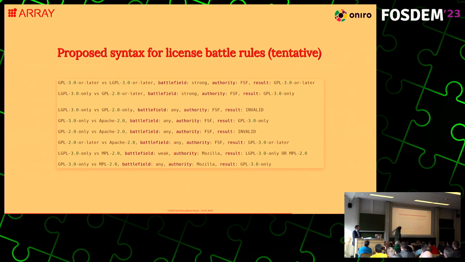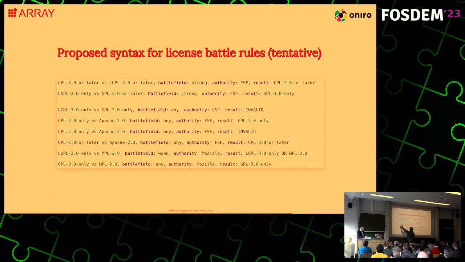We need to define the two license cards that are fighting against each other. We need to define the so-called battlefield, kind of context. Is that static linking, dynamic linking, whatever? And the authority who said that, because you know the answer by the lawyers is always it depends. So we need to say who said that. In this case, FSF, we kind of trust it, especially when it comes to the GPL compatibility matrix. And here we have the result of the battle. We have a winner, or we have kind of invalid.